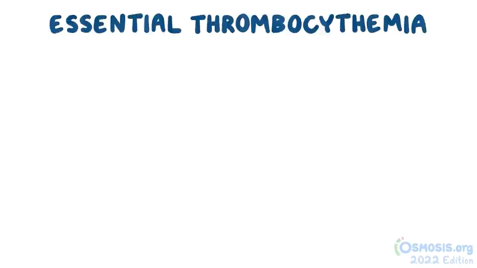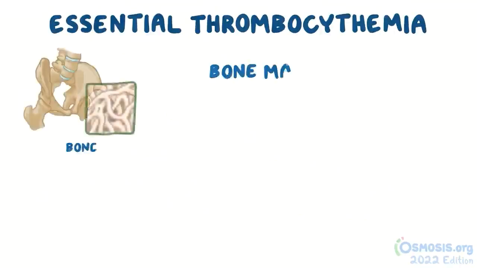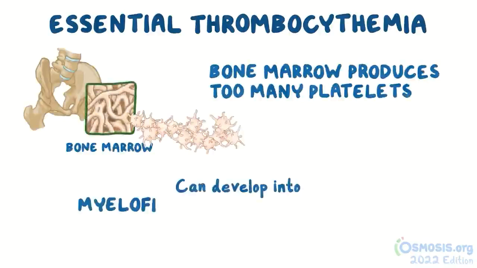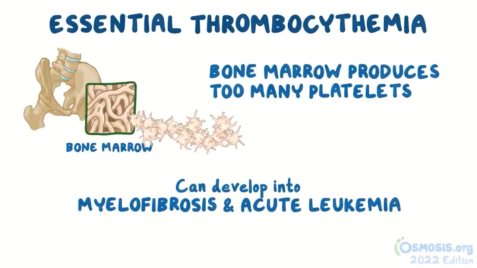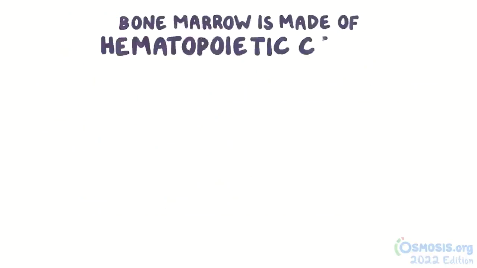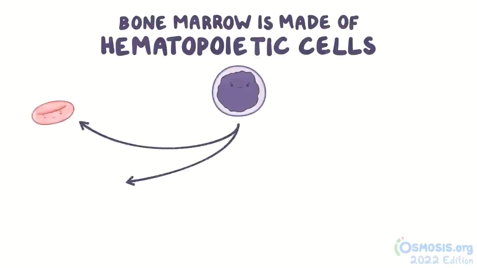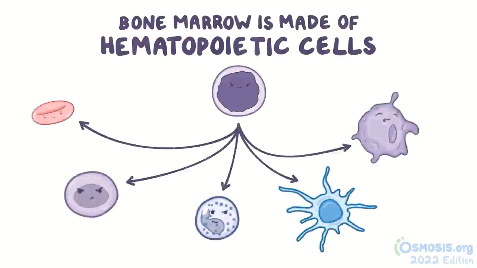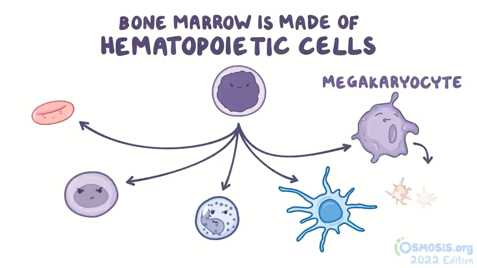Essential thrombocythemia is a slowly progressive disease where the bone marrow produces too many platelets. In rare cases, essential thrombocythemia can develop into myelofibrosis and acute leukemia. Now, the vast majority of bone marrow is made of hematopoietic cells, which are the early progenitor cells that can then differentiate into other types of cells. In case of platelets, progenitor cells differentiate into megakaryocytes, which are responsible for creating platelets.